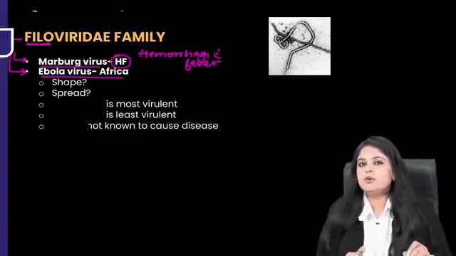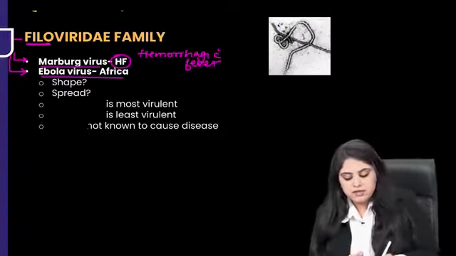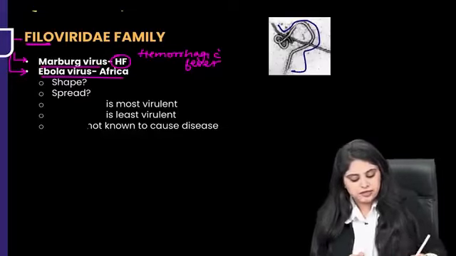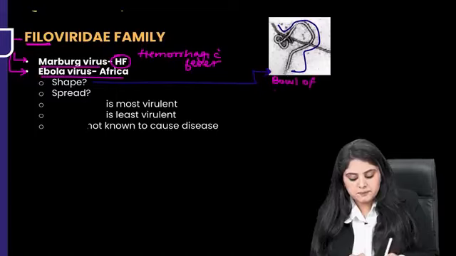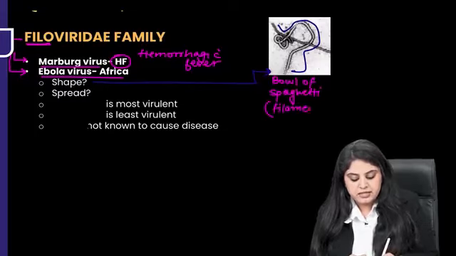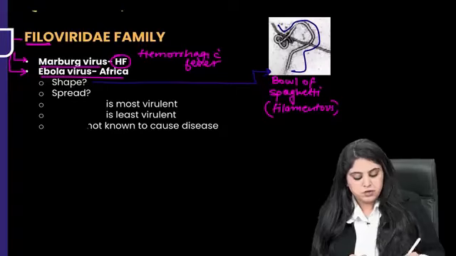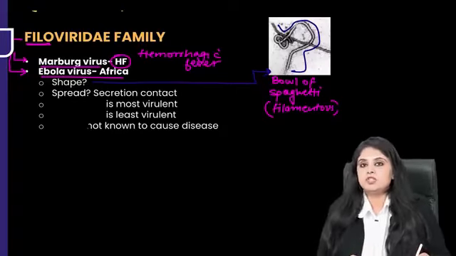What do you already know about Ebola virus? Ebola virus looks filamentous like this. Or I had learned that Ebola virus is going to be like a bowl of spaghetti pasta. It is like a bowl of spaghetti pasta. So in other words, it is going to be filamentous in nature. How is it going to spread? The spread of Ebola virus is going to be by secretion and contact.